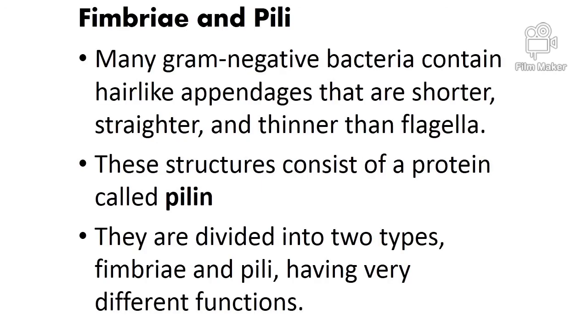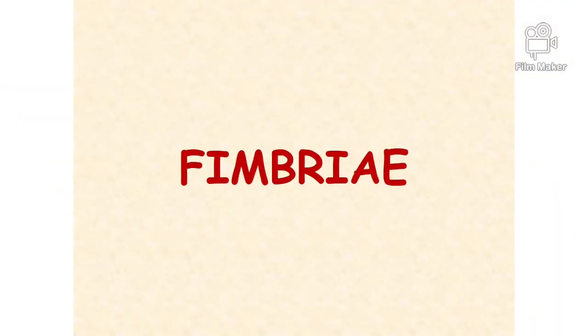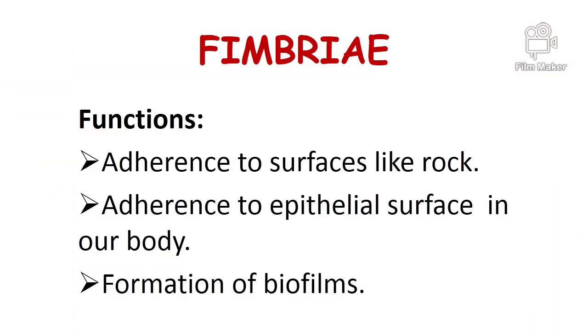Fimbriae and pili. Many gram-negative bacteria contain hair-like appendages that are shorter, straighter, and thinner than flagella. These structures consist of a protein called pilin. They are divided into two types, fimbriae and pili. Fimbriae. Fimbriae can occur at the poles of the bacterial cell or can be evenly distributed over the entire surface of the cell. Function: adherence to surfaces like rock, adherence to epithelial surfaces in our body, and formation of biofilms.